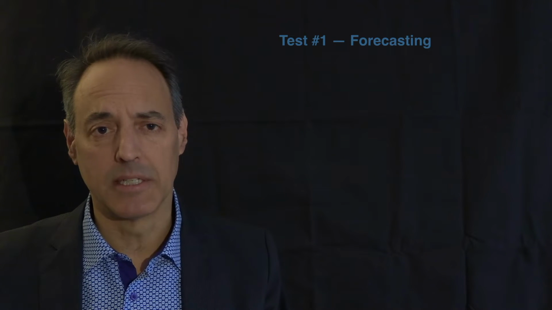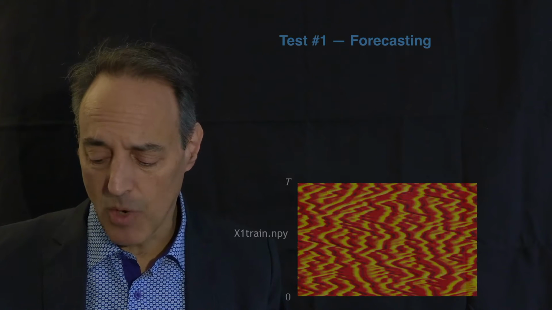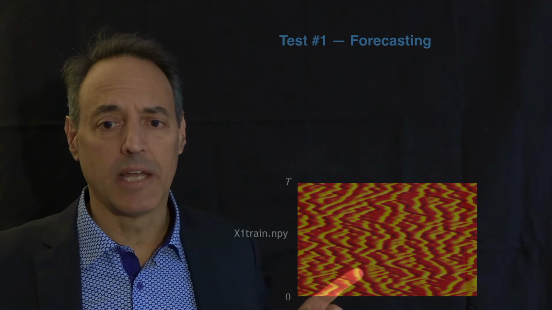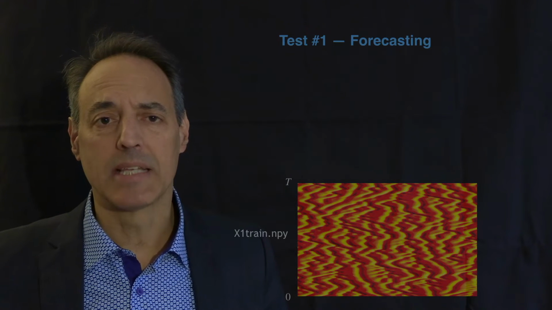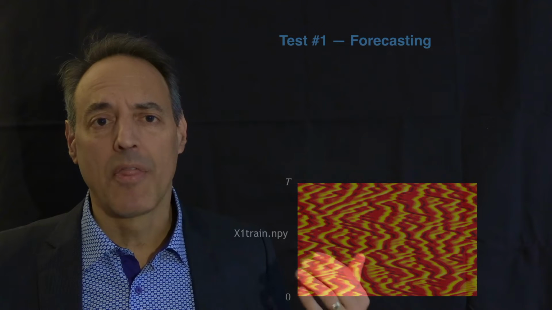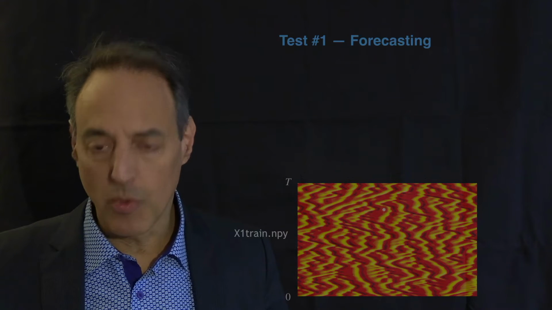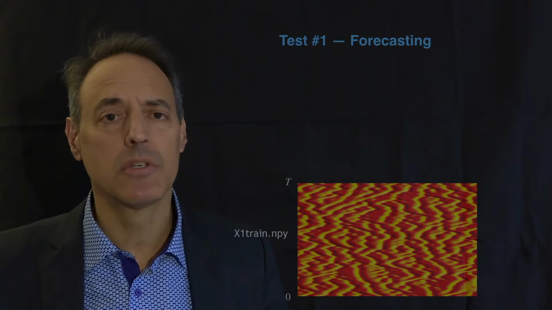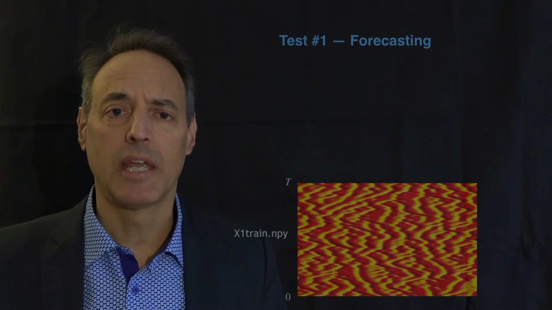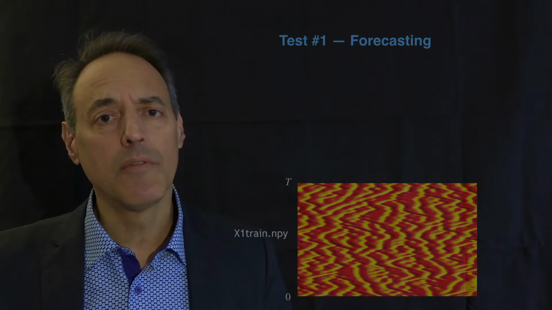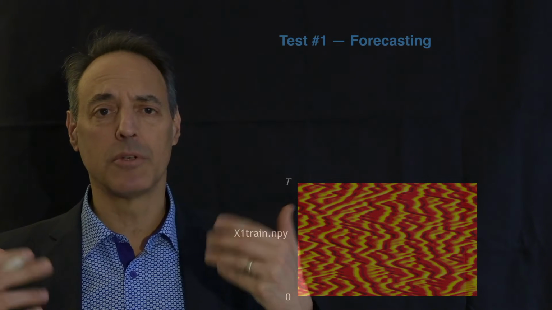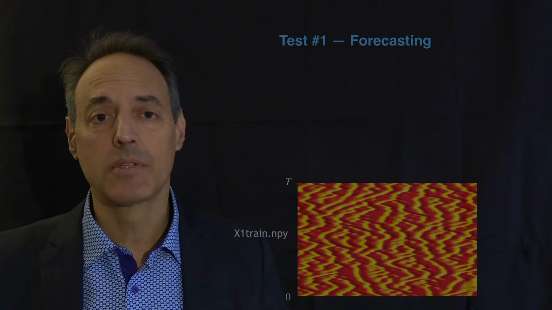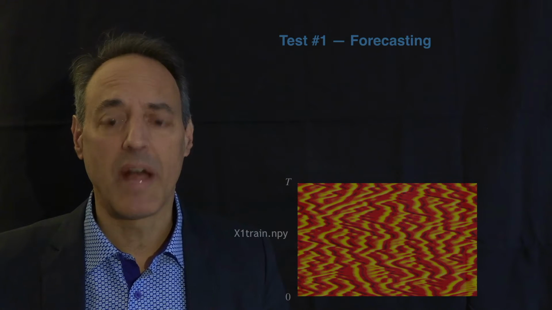So let's start off with test number 1, which is just a forecasting test. What we're going to do with test number 1 is give you the data set. Here it is, X1 train NP array. This is a NP array which has 1,000 time points, 1,024 spatial points. And this is what it looks like here. This is the typical spatial temporal chaos of the KS equation. The goal of this next step is then to predict the future. I gave you the dynamics from time 0 to t with 1,000 time points. I want you to predict the next 1,000 time points.